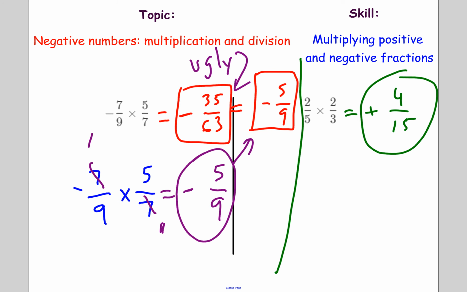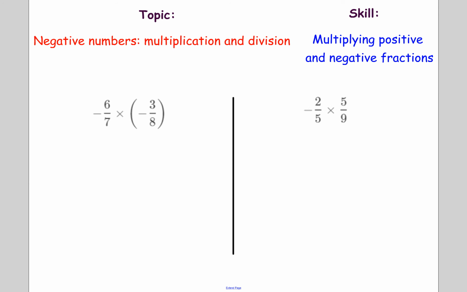All right, let's try 2 more. All right, here we go. I have a negative 6/7 times a negative 3/8, which means my answer is going to be positive.